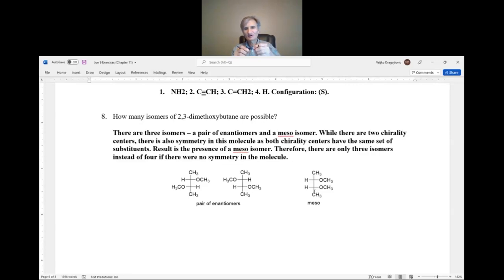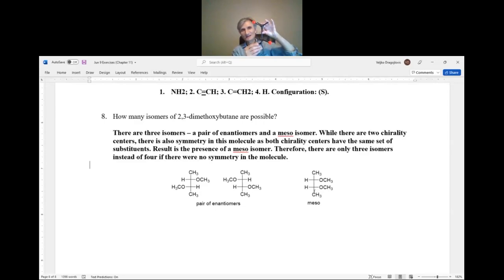so 4 carbons is butane. So this is butane, 4 carbons. And for 2,3-dimethoxy, you can simply put 2 oxygens. Red is oxygen. On carbon 2 and carbon 3. And then you look at how many isomers you would have. Actually, you would be making all the models. There are actually 4 different models you can make.